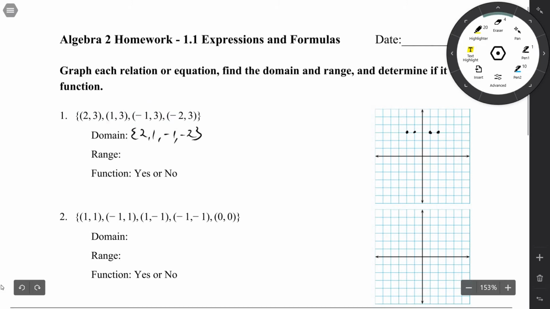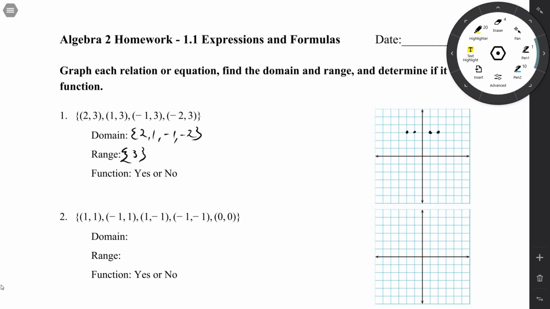Well, that's 3. That's it. That's the entire range of this function would be 3. Pretty straightforward there. Nothing else is in the second position there, or the y coordinate. Is this a function though?